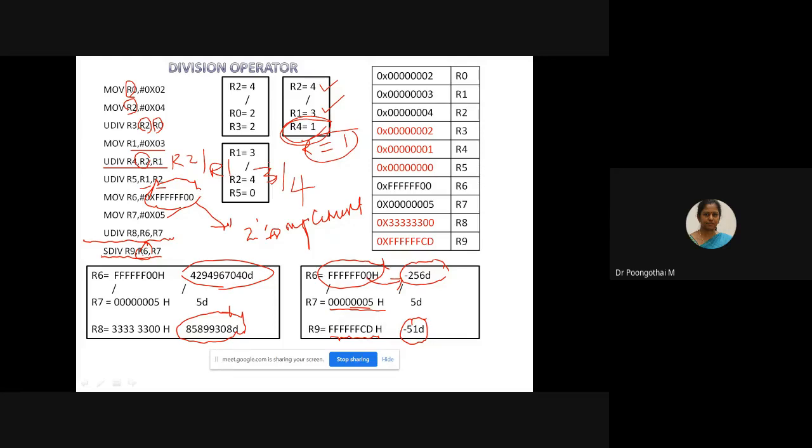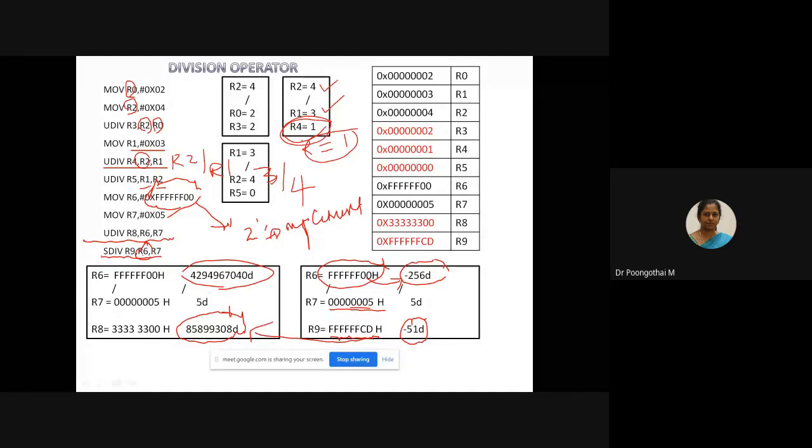So it performs signed division and gives us a negative result. That is numerically much different from this unsigned result. In case of unsigned, this is going to be a very large positive value. Here, in case of signed, it is a 2's complement value, so this value is a very small negative value. So minus 256 divided by 5, we will be getting minus 5D. After execution, your R9 is updated with this value.